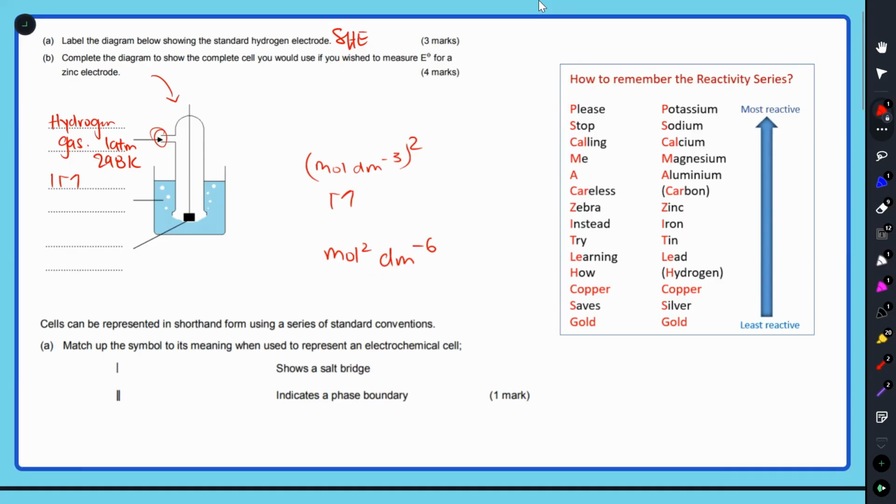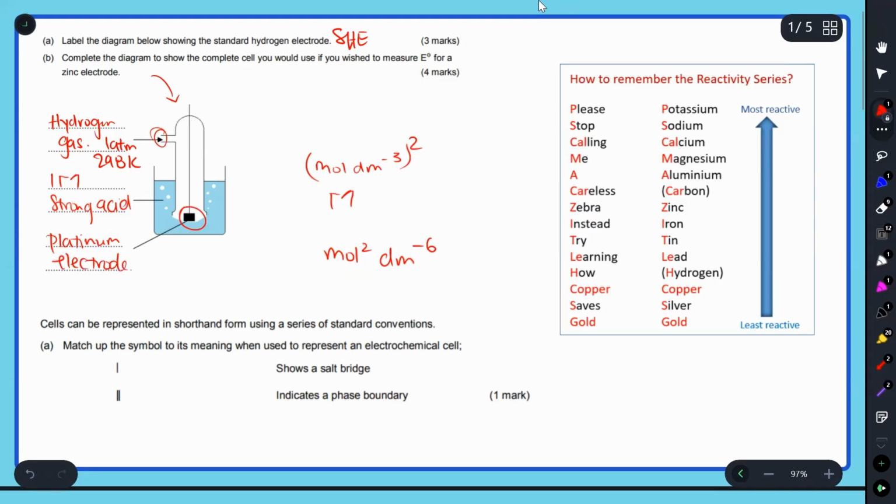So 1 molar, or mole per decimeter cube, of a strong acid, and we need a platinum electrode, right? So this thing here represents a platinum electrode. Now you should be able to distinguish between the negative electrode and the positive electrode.